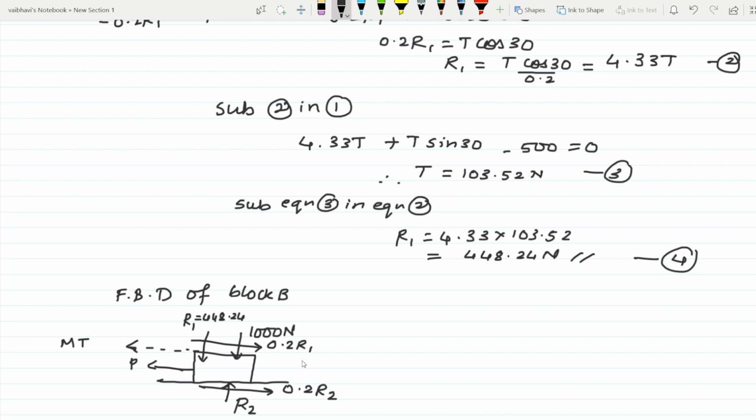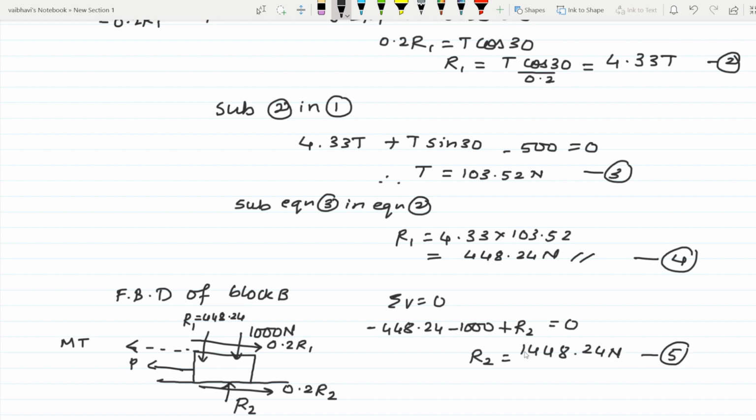Now resolving the forces vertically, minus 448.24, then minus 1000 and plus R2 equal to 0. So R2 equals 1448.24 Newton. Let this be equation 5.